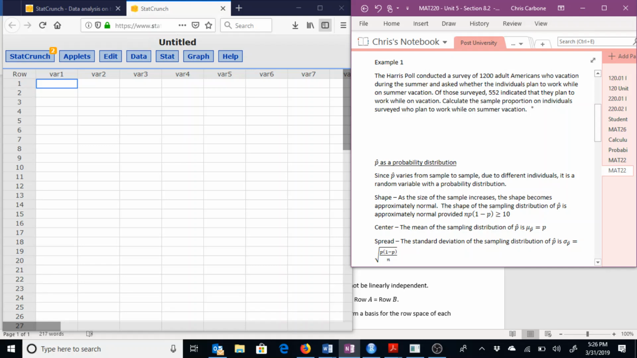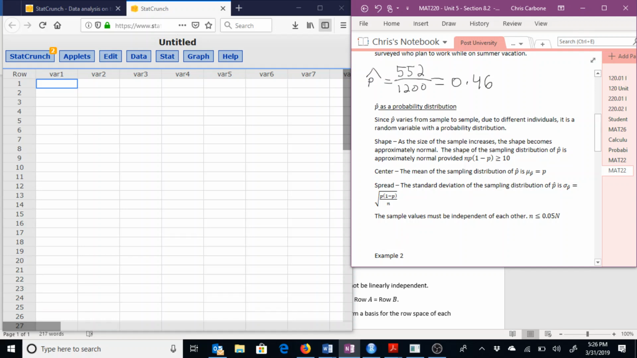So the characteristic of working while on summer vacation, 552 said they would, out of a total of 1,200. And this is going to be our sample proportion, or p hat. And that number will be equal to 0.46. So the sample proportion in that case is 46%.